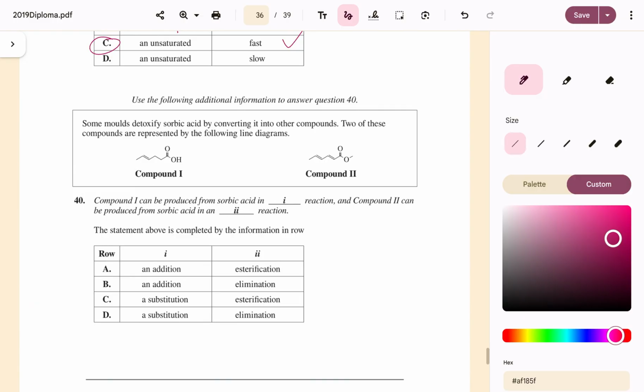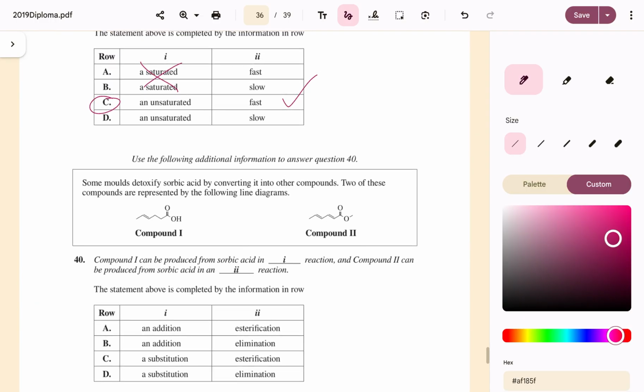Compound 1 can be produced from sorbic acid. So compound 1 is just missing a double bond. So breaking a double bond would be an addition reaction. And then compound 2 can be produced from sorbic acid and blank. So compound 2, we're not breaking a double bond, but we are removing this H at the end, and that shows esterification. So this is A.